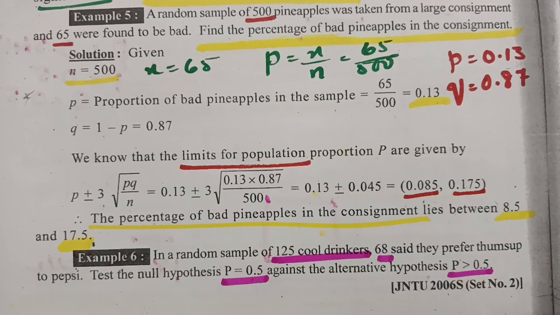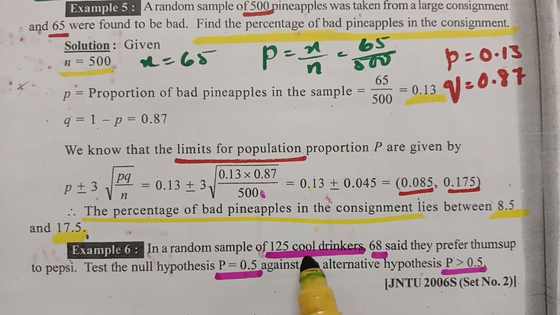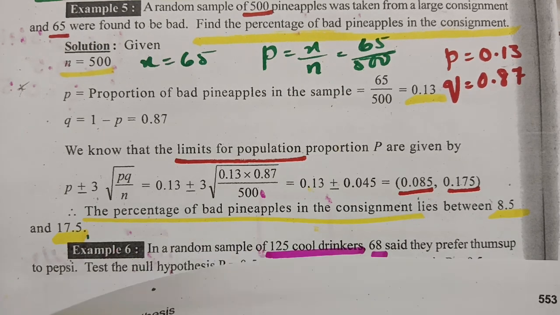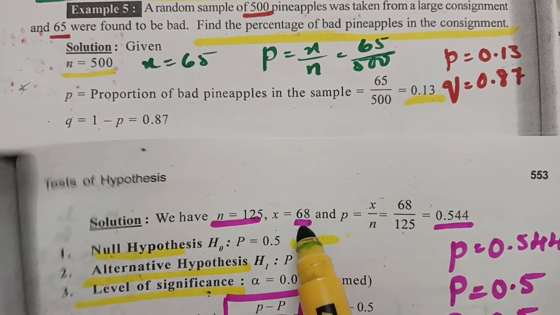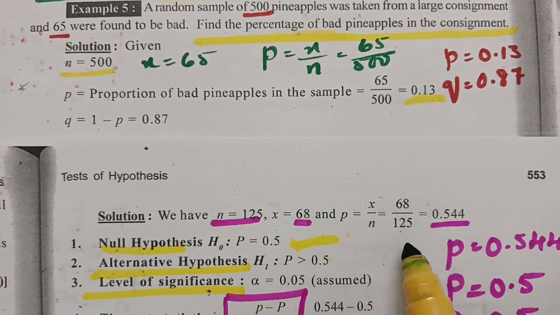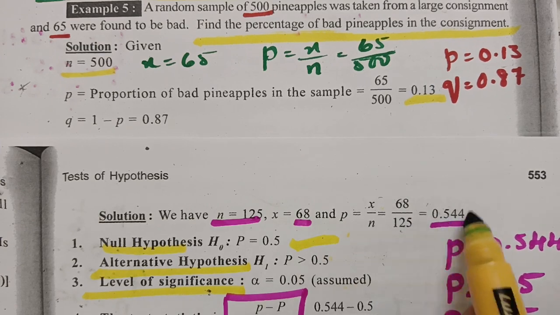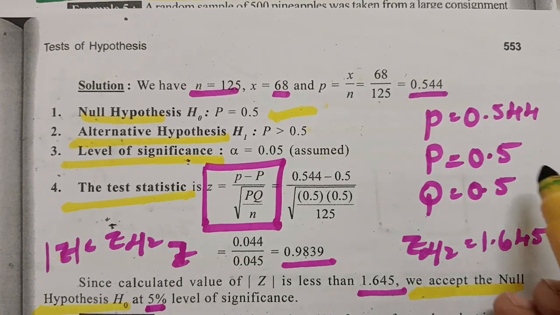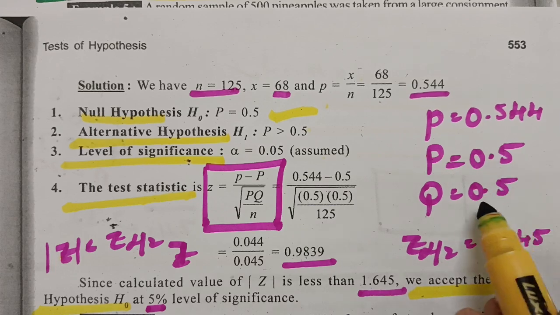And next one, coming to the 6th problem. A random sample of 125 cool drinkers, 68 said that they prefer thumbs up to Pepsi. Test the null hypothesis P is equal to 0.5 against the alternate hypothesis, that is P greater than 0.5. And see, what is the data given? A sample of 125 cool drinkers. So among 125 cool drinkers, X is equal to 68. Small p value is equal to X by N, that is 68 by 125. This is 0.544. And clearly, the number of persons who drink thumbs up is half and Pepsi is half. P is equal to 0.5 and Q is 0.5.